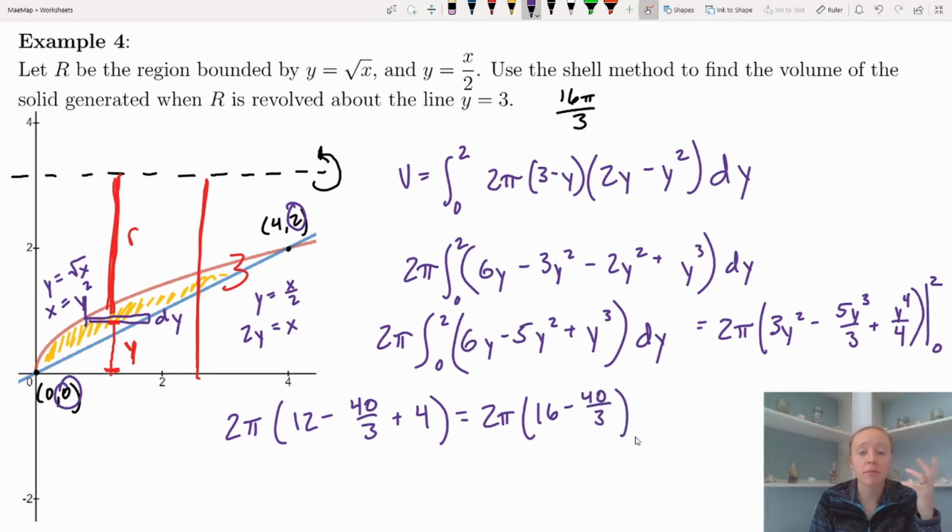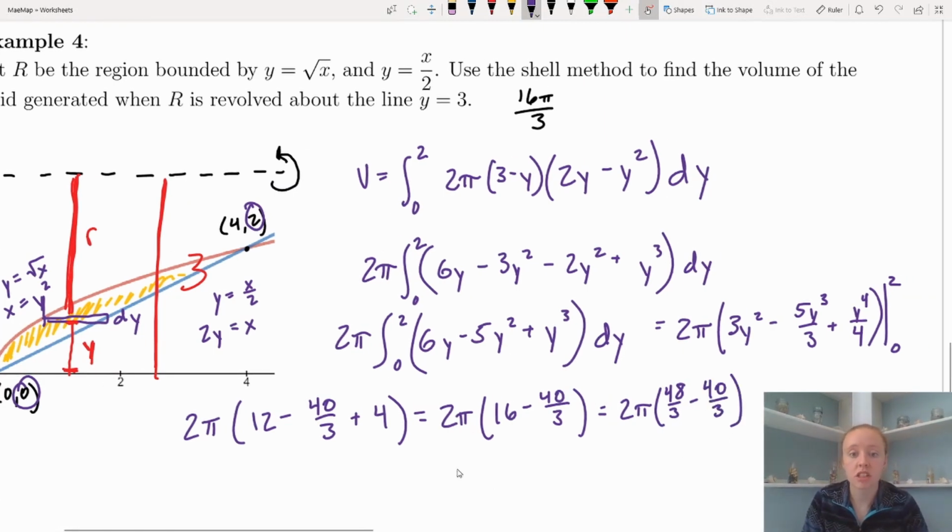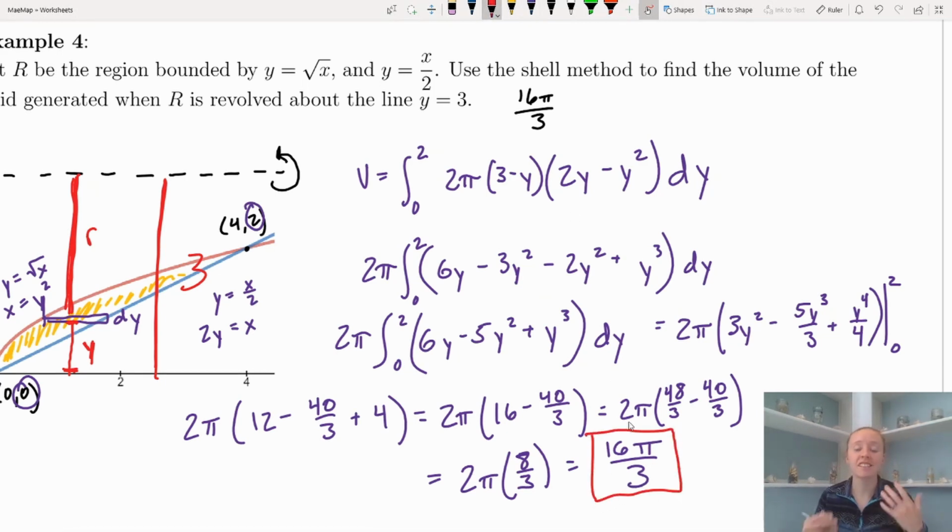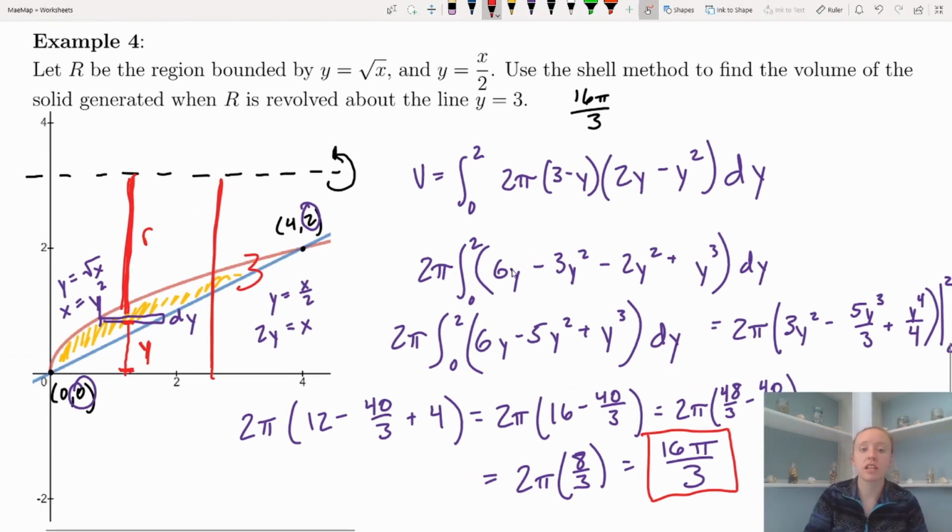Now, finding that common denominator will be a common denominator of 3, which means multiplying 16 by 3 is going to give me 48. So I'll have 2 pi times 48 thirds minus 40 thirds, which simplifies down to 2 pi times 8 thirds, which overall does indeed give me 16 pi over 3. That was the answer we got when we used the disk method, and it's the same exact answer we got when using the shell method. There we have it, a great double check.